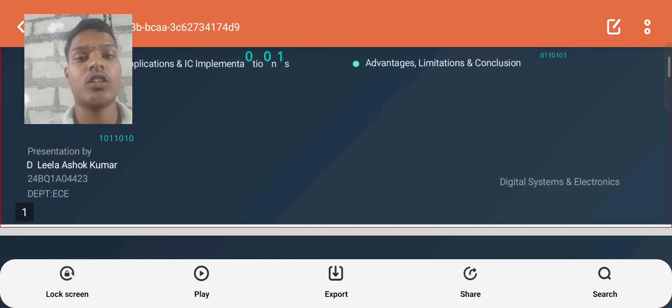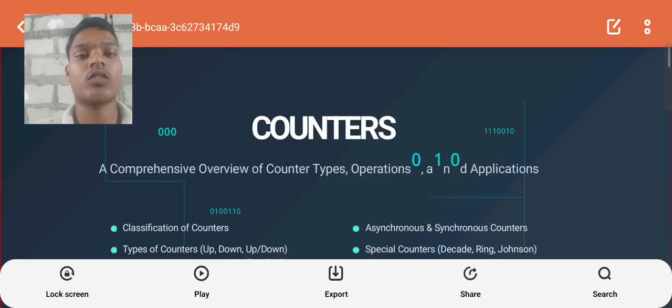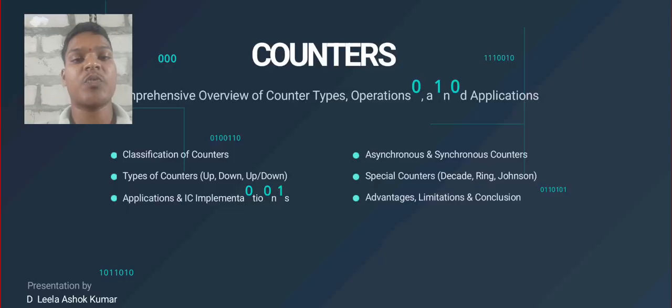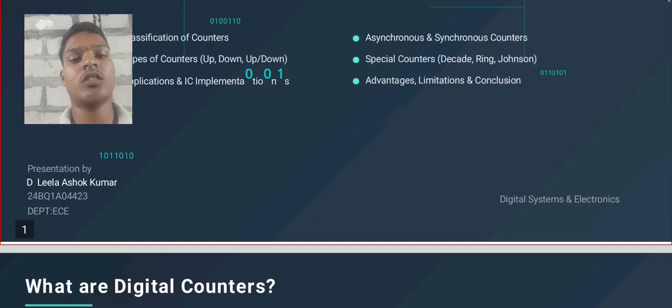Leelasha Kumar. Today's seminar is about counters, a comprehensive overview of counter types, operations, and applications. Classification of counters, types of counters, application and IC, asynchronous and synchronous counters, special counters, advantages, limitations, and conclusion.